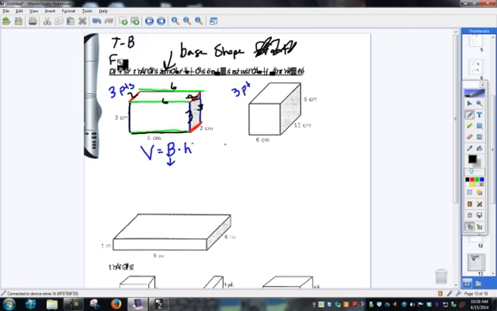Do you understand how front and back always go together, and right side and left side always go together? In a rectangular prism only. Okay, you'll see that this is different for a triangular prism or any other prism. But this is the formula we always use.